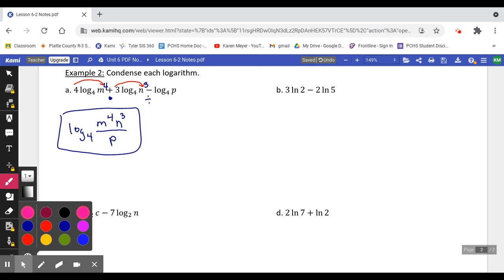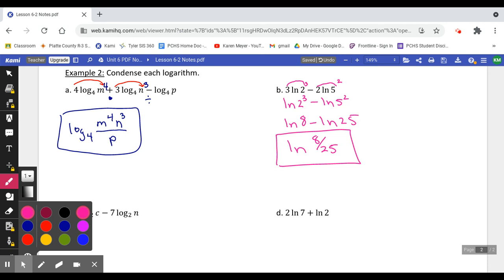Okay, next one. Numbers in front get to go up as powers. Now, since this isn't a letter to a power, it's a number to a power, let's go ahead and actually work it out. So 2 to the 3rd power is actually 8. And 5 to the 2nd power is actually 25. And then subtraction is going to change to division. So we're looking at ln of 8 divided by 25. Done.